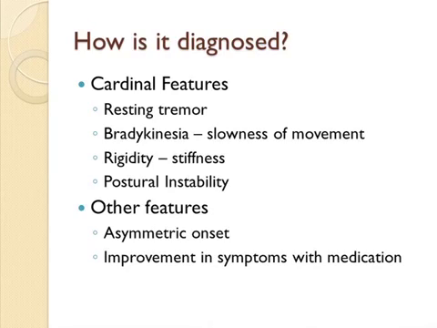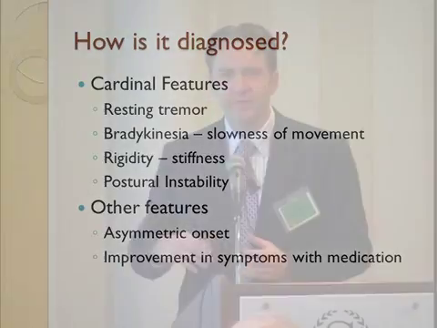And when I talk about cardinal features, this is when we get into the way we teach medical students, sort of textbook things. What are the most important things you see in a patient with Parkinson's? And what those things are is a resting tremor, and that's to distinguish from other types of tremor that occur during action or maintenance of posture. A resting tremor occurs when you're at rest.